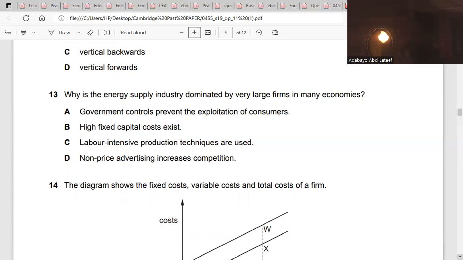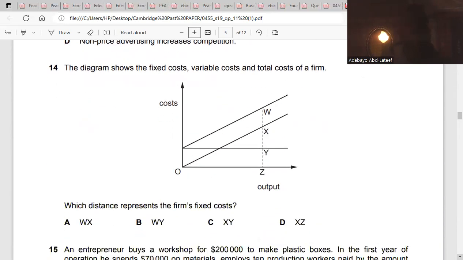Question 14. The diagram shows the fixed cost, variable cost, and total cost of the firm. Which distance represents the firm's fixed cost? Fixed cost is at Y, that's the curve for fixed cost which is straight, but the distance between it is W and X. So the answer is A.